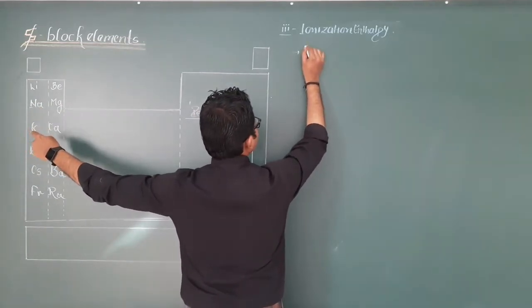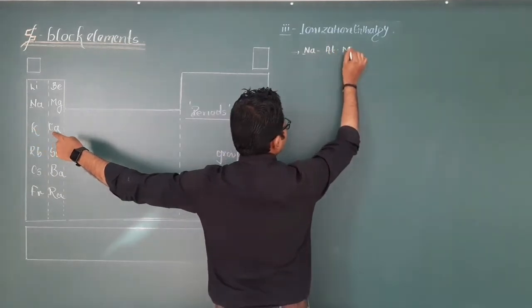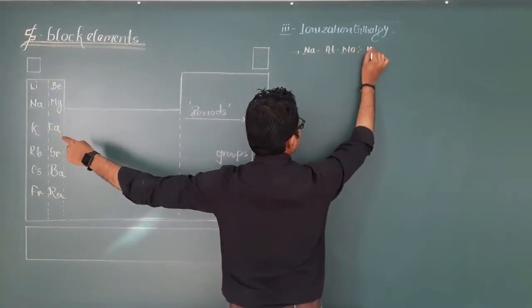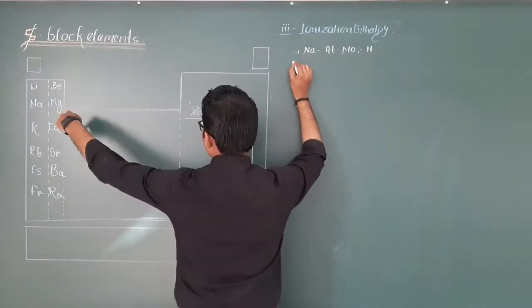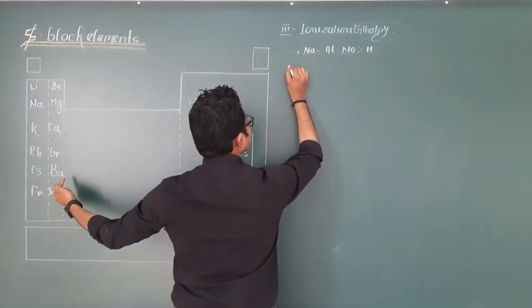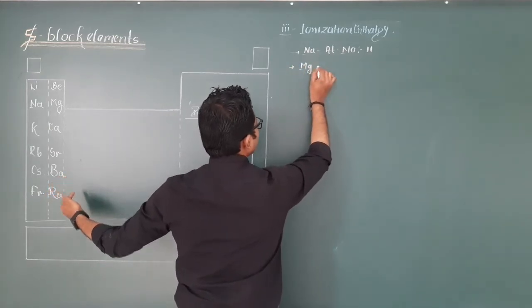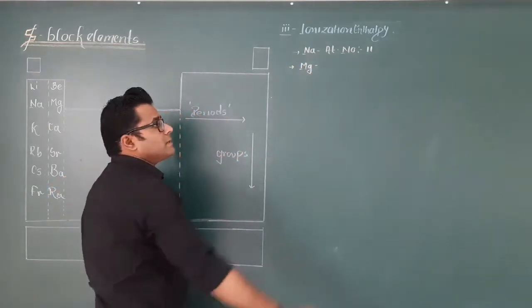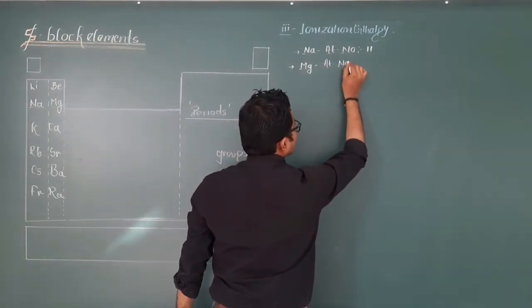As we select sodium, the atomic number is 11, right? And let's select one more element from the alkaline earth metals, and that is going to be magnesium. And as we know, the atomic number is 12.